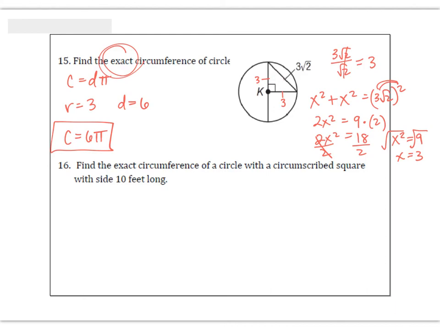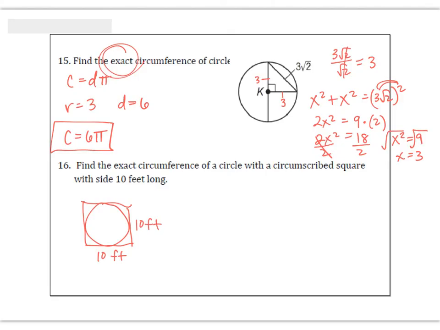Last but not least, find the exact circumference of a circle with a circumscribed square. Think about this. The square is circumscribed around the circle. So in this case, we're going to have a circle with a square on the outside. I'll read it again. Find the exact circumference of a circle with a circumscribed square that has side lengths of 10 feet. So there's our square. It has side lengths of... So the question says, find the exact circumference of the circle.